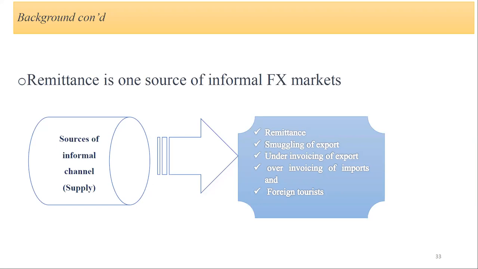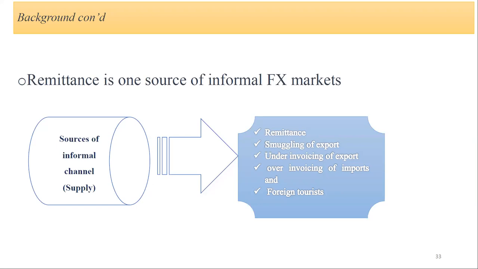So the major sources of the informal channels for the supply of forex are mainly remittance, smuggling of export, under invoicing of export, over invoicing of import, and the foreign tourists.